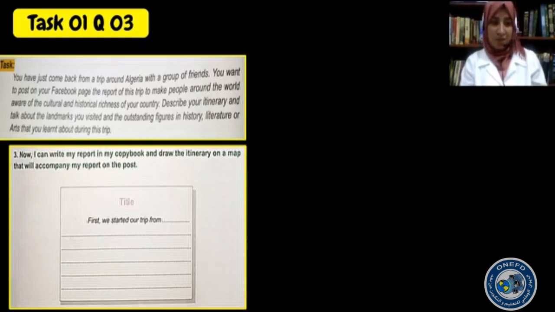Now I have question number 3. Now I can write my report in my copybook and draw the itinerary on a map that will accompany my report on the post. So here simply you are going to write an itinerary about a trip that you went with your group of friends in Algeria or around Algeria. You need to mention the landmarks you have seen, the famous figures you have known, and to describe the route you followed in this trip.